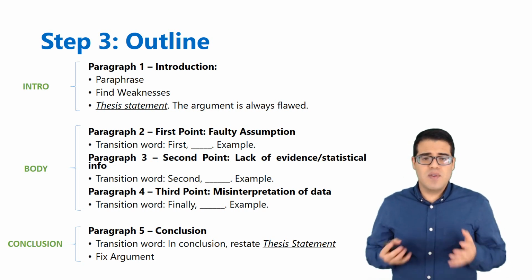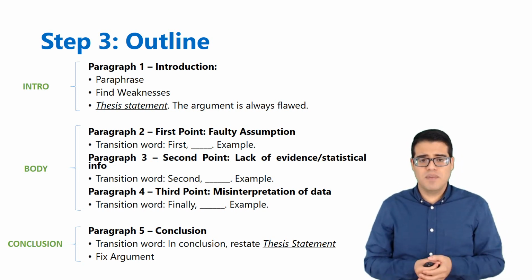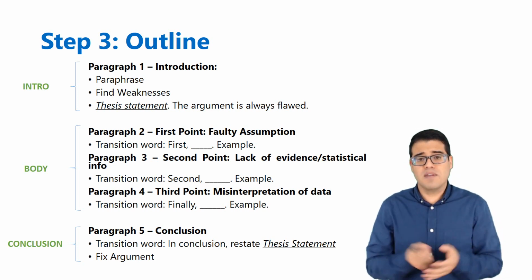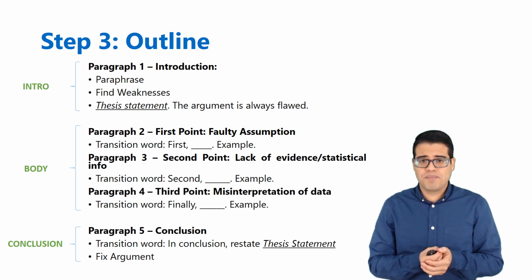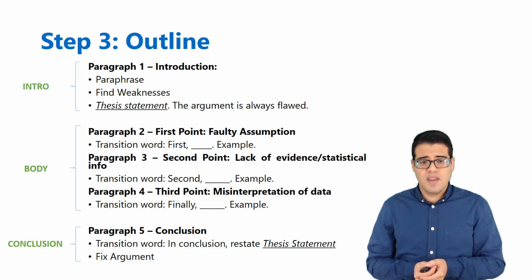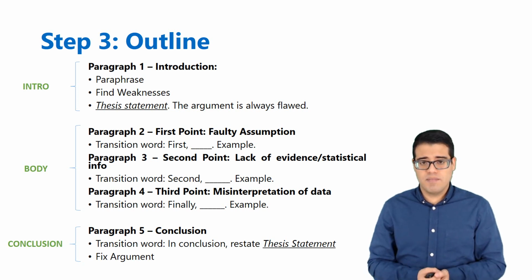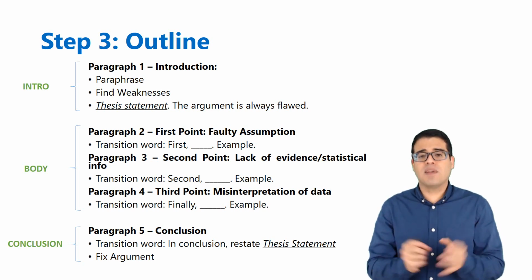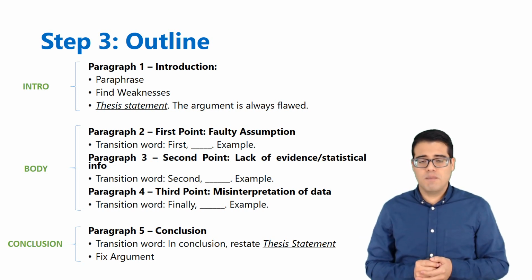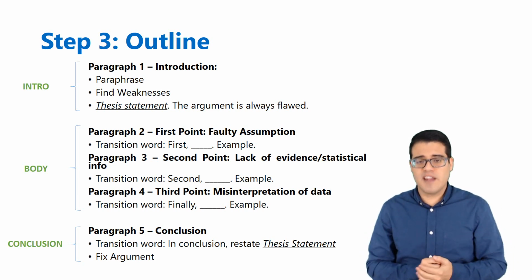So, how do you write the introduction? What should you add there? It's quite simple. In the introduction, you simply need to paraphrase the argument. And that simply means to restate the premise and the conclusion. Explain those in your own words. Then, clearly state a weakness or weaknesses. And your thesis statement is that the argument is always flawed, is always mistaken. Okay? So you write that in a nice paragraph, as we will see next.